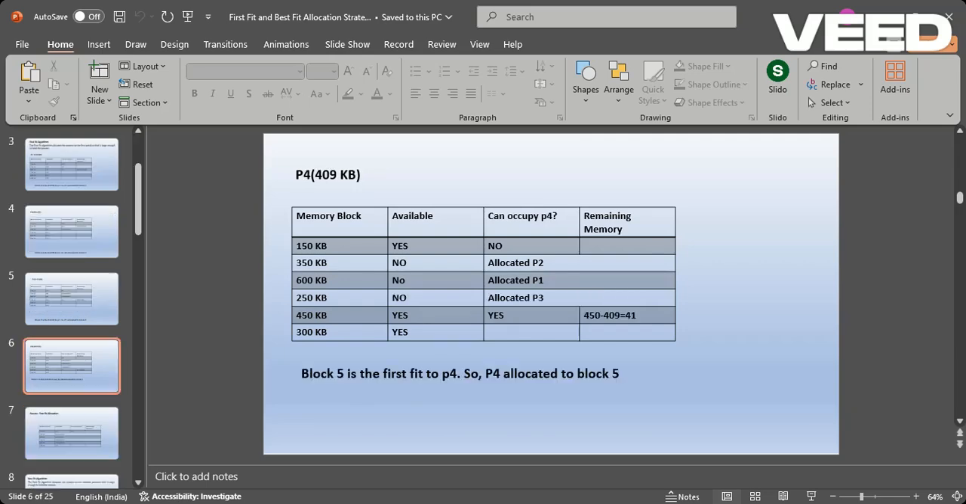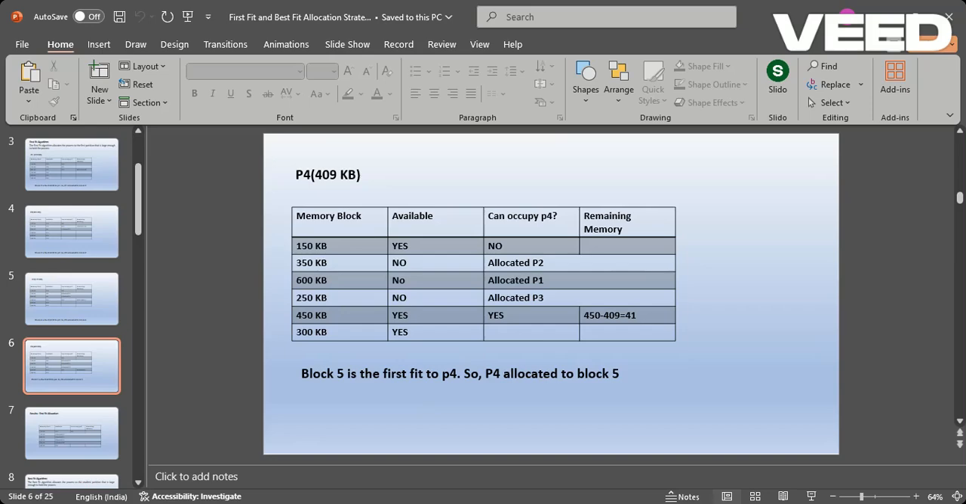So the next process is P4. Here the first block, 150 KB, is free again, so we check the P4 size to see if it is enough to store the P4 process. No, the memory block size is less than the P4 size, so it remains free. Blocks 2, 3 and 4 are already allocated. Then the next block is 450 KB, block 5. We compare it with the P4 process. 409 is the size of P4, so we allocate the P4 process inside block 5.